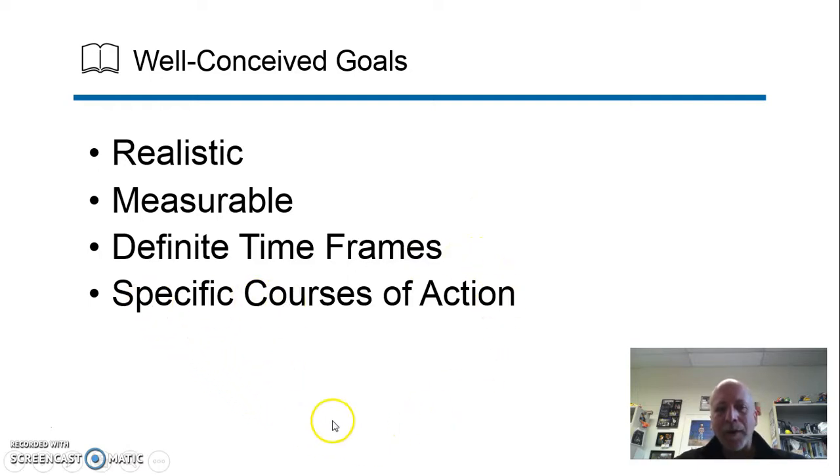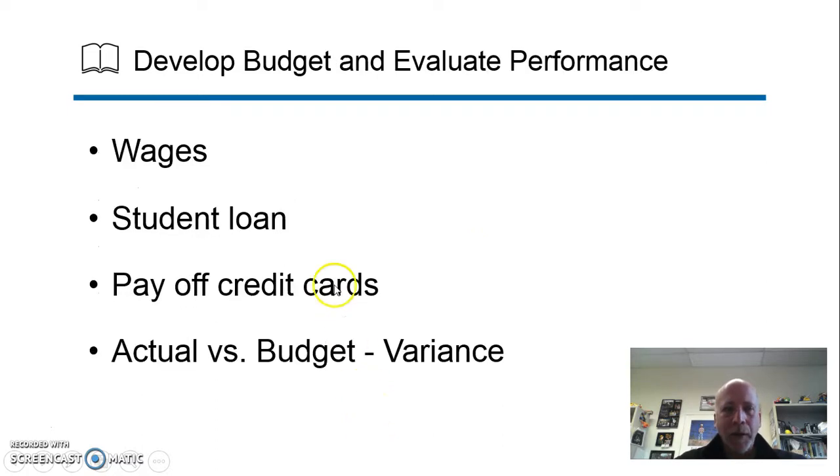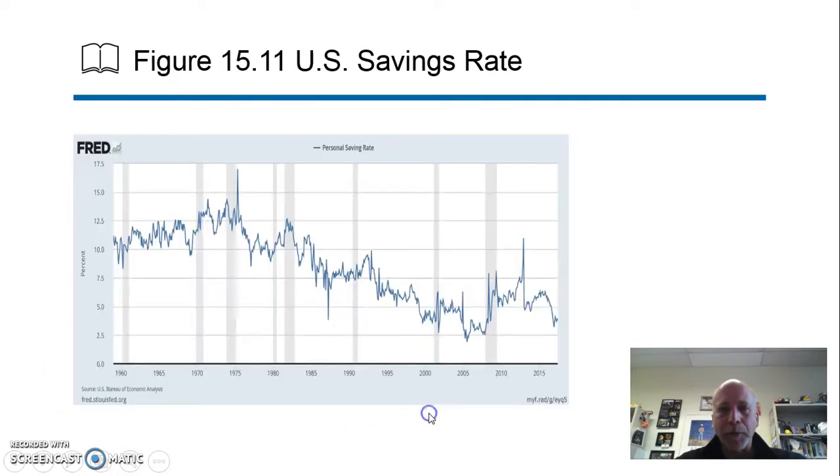And then lastly, what type of action do I have to take in order to meet those goals? So develop a budget, and if you have loans or credit cards, pay those off first. Then always keep track of actual versus budget, because some months you may need to spend a little more on transportation because you need some maintenance on your car, or potentially have some problems with your car. Understanding what the variance is between your actual and your budget is extremely important.